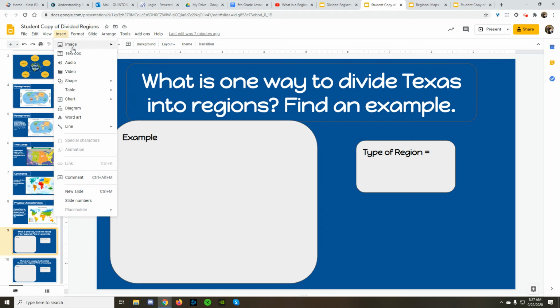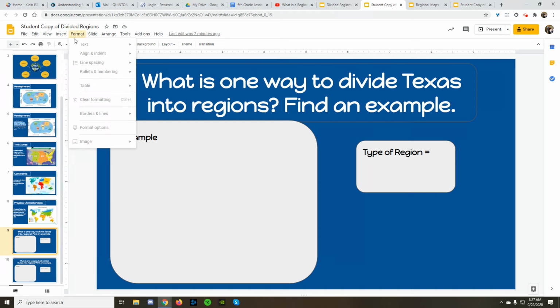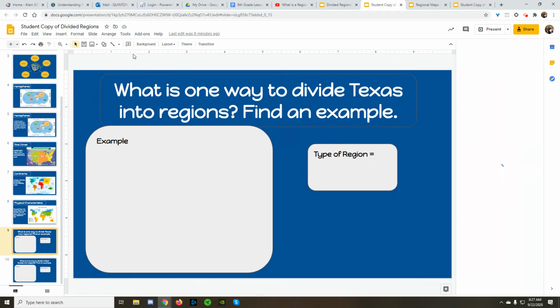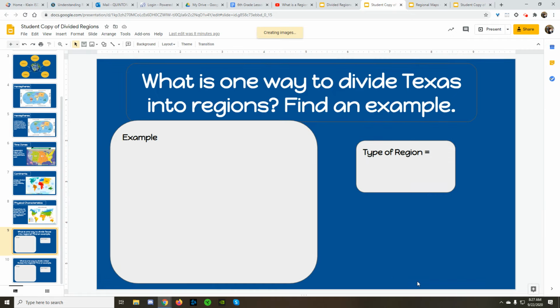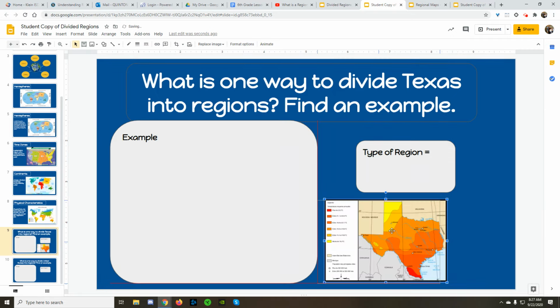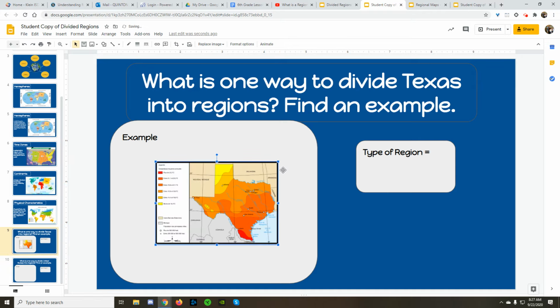So I'm going to go to Insert an Image, and we will search the web, and let's take a look here. So maybe, what do we want to do? I know, we'll do Texas climate map. Okay, so here we found one, and we are going to insert this map into our example area.